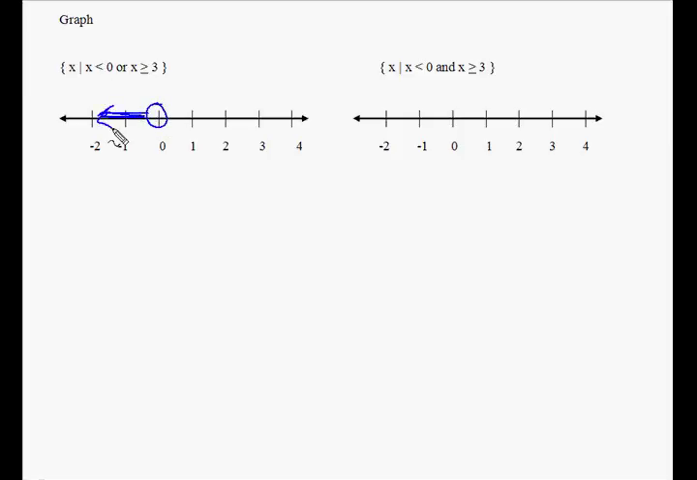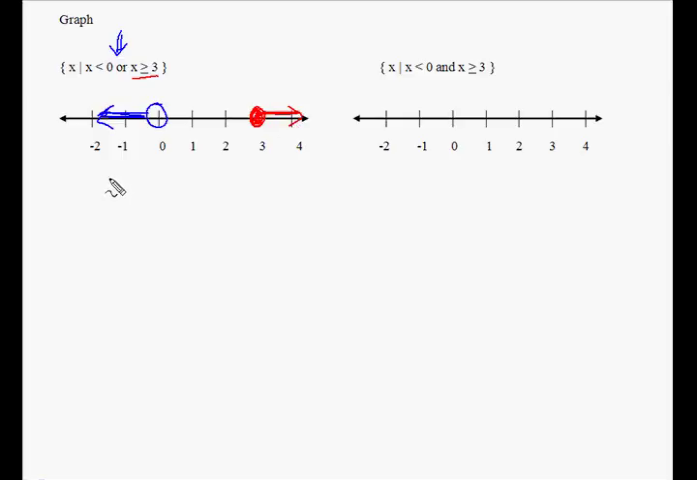Then it has this "or" statement, which means we're going to graph anything and everything that's included here. So we're also going to graph x is greater than or equal to 3. This "or equal to" means that you want a solid circle at 3 and you shade to the right.